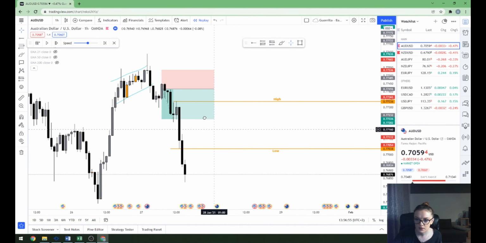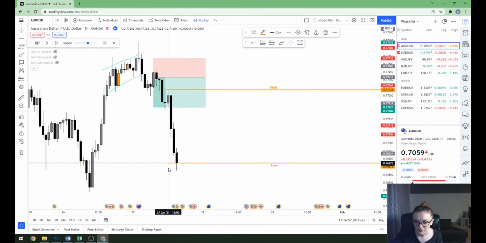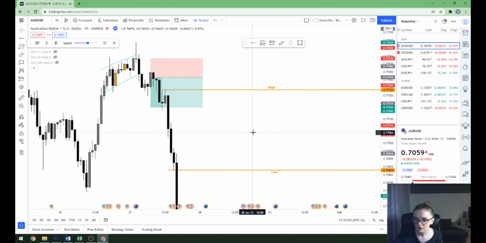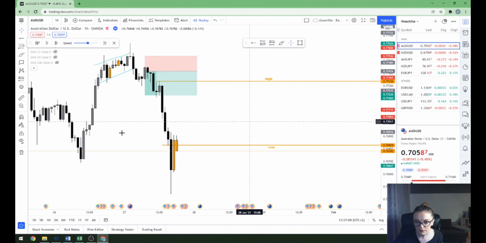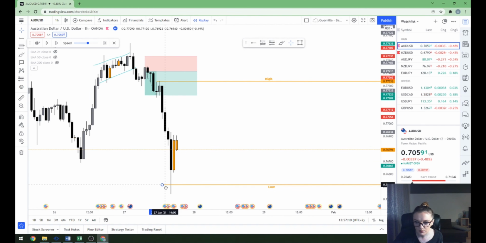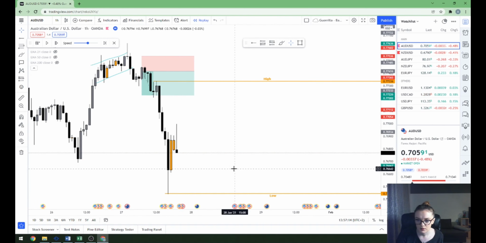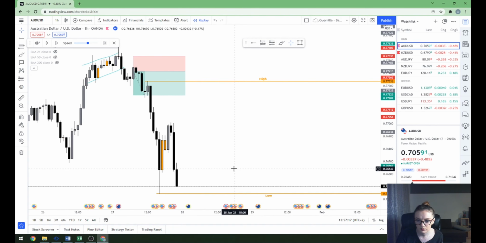Oh, this is a nice one. Okay, we need to resize our chart. Okay, excuse me, our low is right here now. Let's see what will happen next.